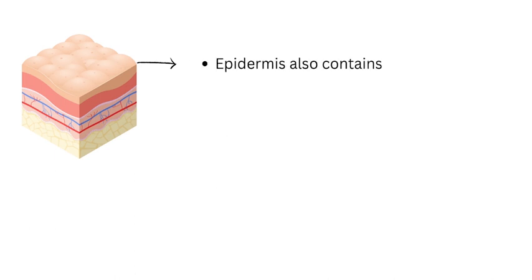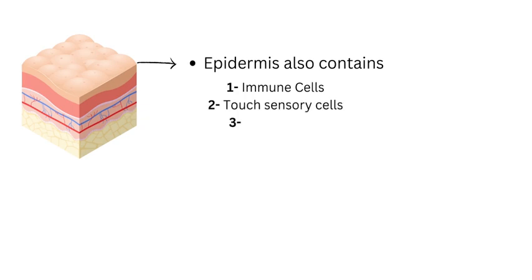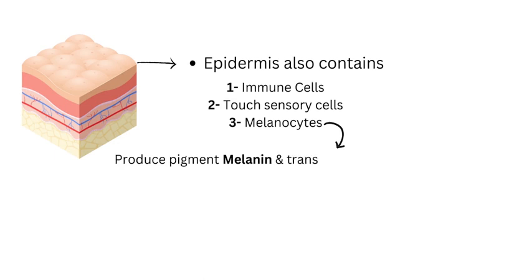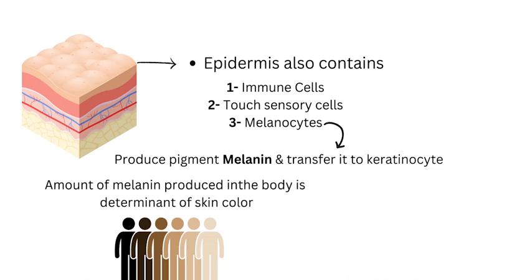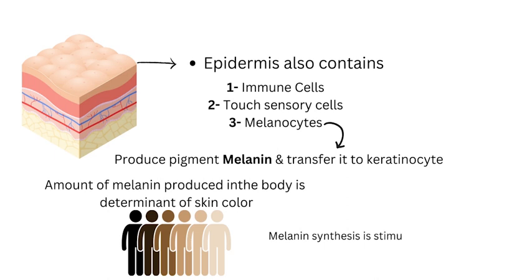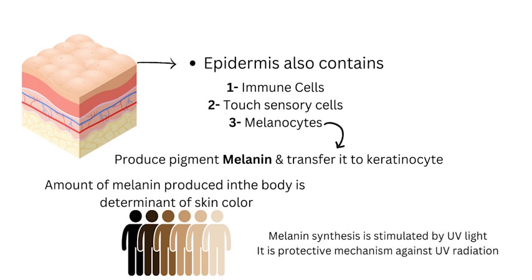The epidermis also contains immune cells, touch sensory cells, and melanocytes. Melanocytes produce the pigment melanin and transfer it to keratinocytes. The amount of melanin produced in the body is the major determinant of skin color. Melanin synthesis is stimulated by UV light and is thought to be a protective mechanism against UV radiation.